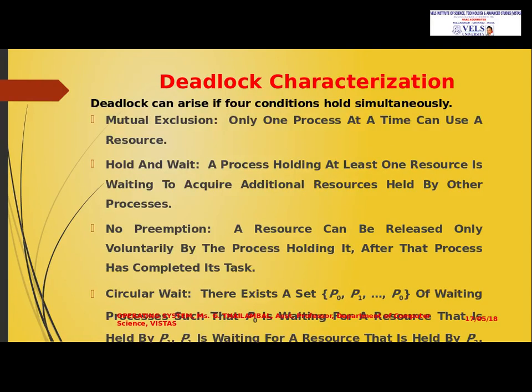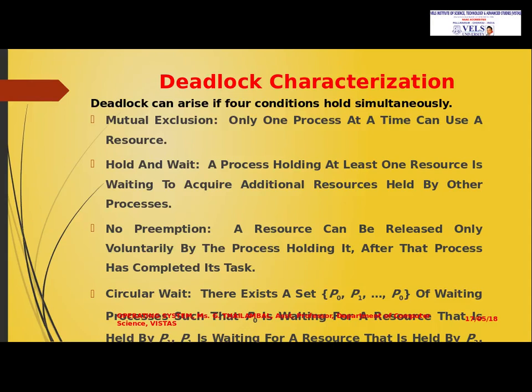So what are the characteristics of deadlock? When can we say a process has come to a deadlock situation? For that we have four conditions. One is mutual exclusion: only one process at a time can use a resource, and the other process cannot ask for that resource for execution. Next is hold and wait: a process is holding a resource and waiting for another resource, which will lead to a deadlock.